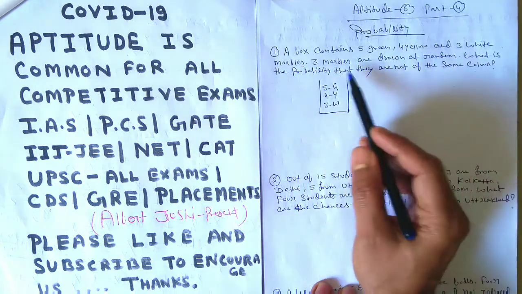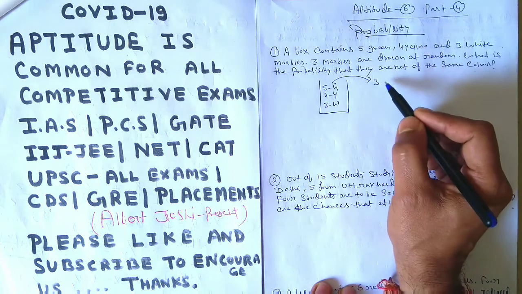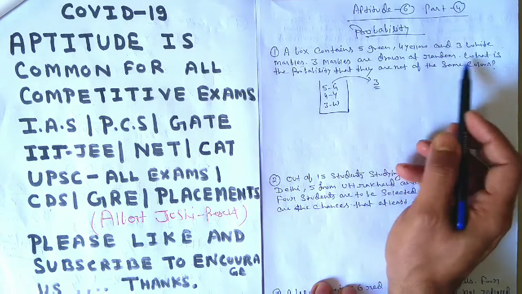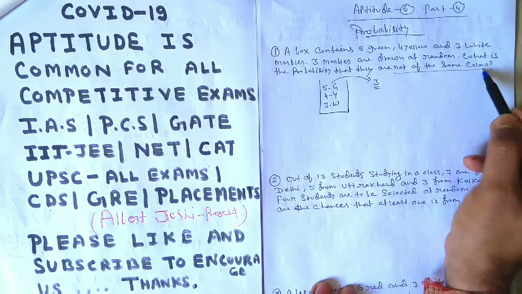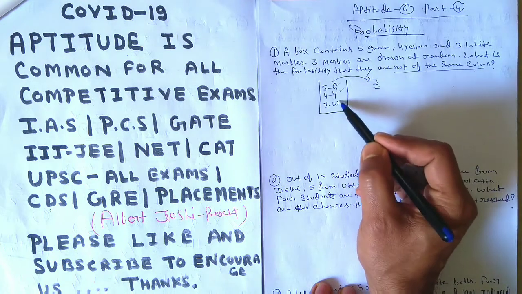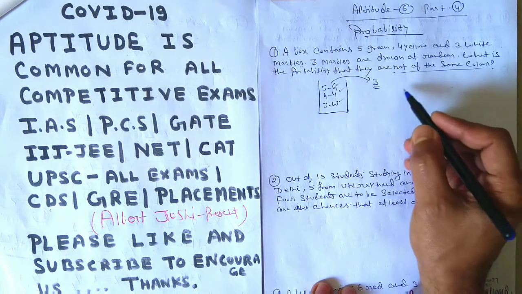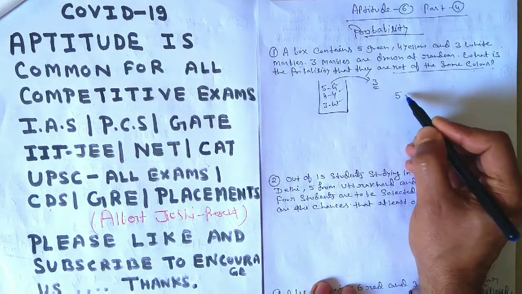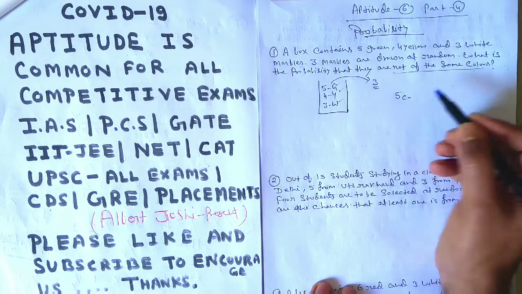Marbles, here marbles, 3 marbles are drawn at random. What is the probability that they are not the same color? It means different color, different color, different color. One from here, one from here, one from here. Very simple. It means that you have to select 1 out of 5 from here.